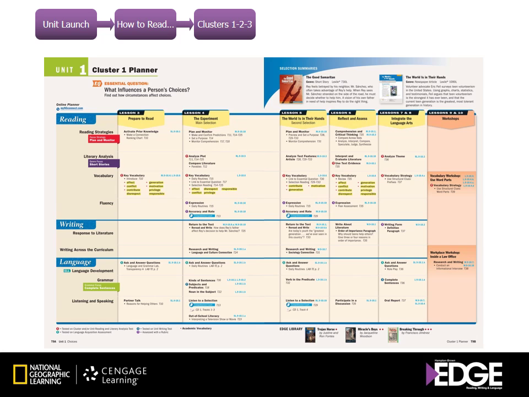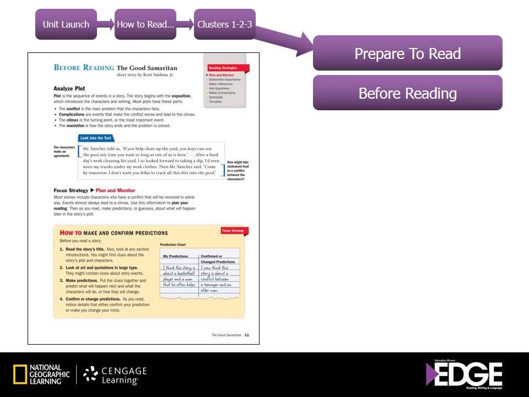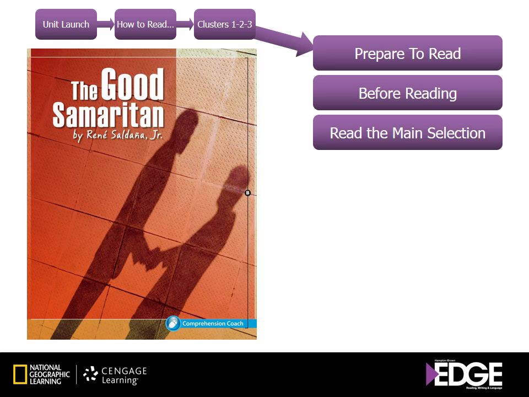Now it's time to move on to the cluster instruction. Remember, there are 3 clusters per unit, and just like each unit, each cluster follows the same instructional path. The first step in each cluster is the Prepare to Read lesson, where we introduce students to the key vocabulary. Next is the Before Reading lesson for the main selection, where students are introduced to the literary element and the reading strategy they will be focusing on. Then it's time to read the main selection.